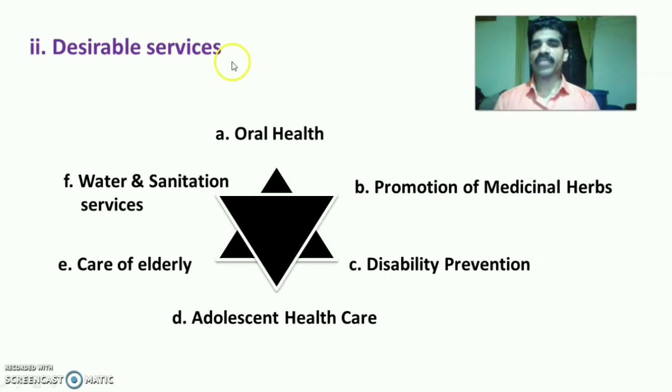Now the second part of the mnemonic explains the desirable services of the subcenter, which includes oral health, promotion of medicinal herbs, disability prevention, adolescent health care, care of elderly, that is National Health Program for the elderly people, and water and sanitation services. Let us discuss in short the desirable services of the subcenter under Indian Public Health Standards 2012 revision.